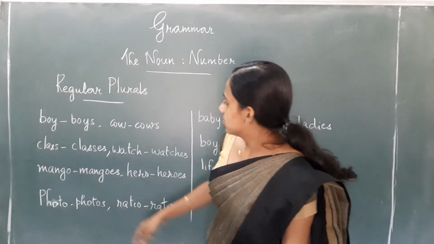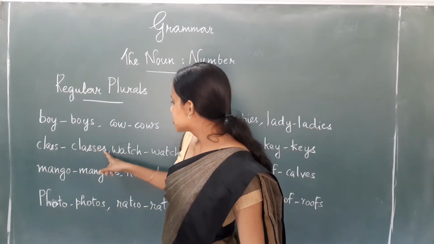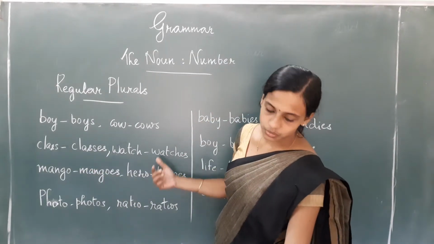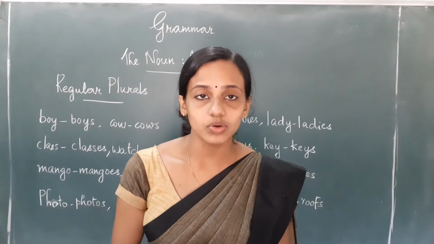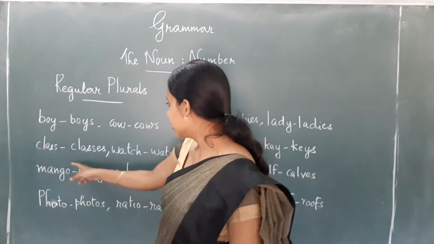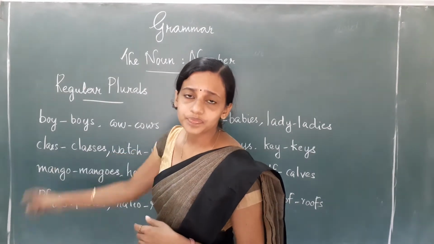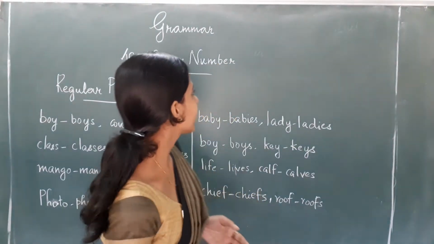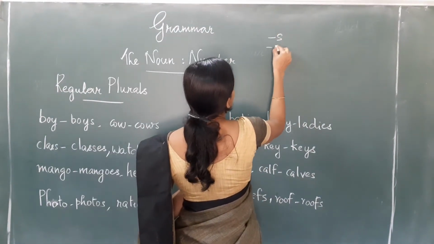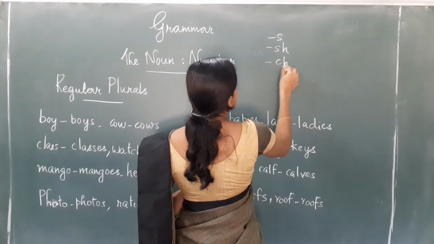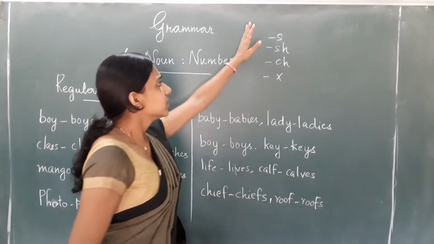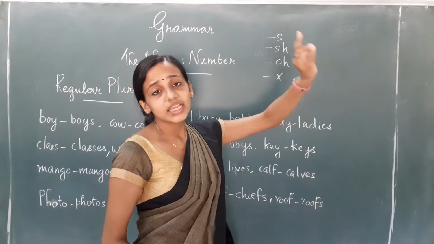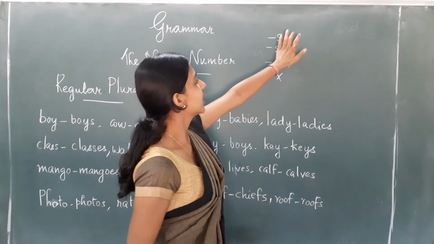Okay. And in this case, class, watch. You look. Have we added only an S? No, we have added ES. Class, classes, watch, watches. In the case of nouns ending in S, SH, CH, X, to the nouns ending with all these, we will put E and S at the end.